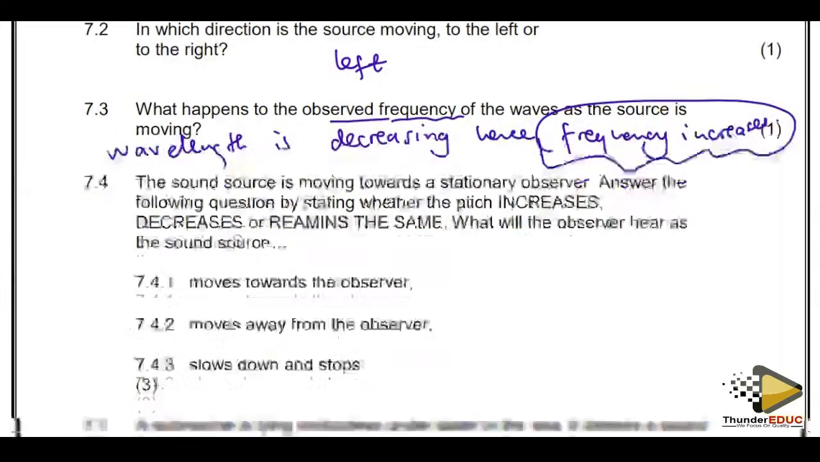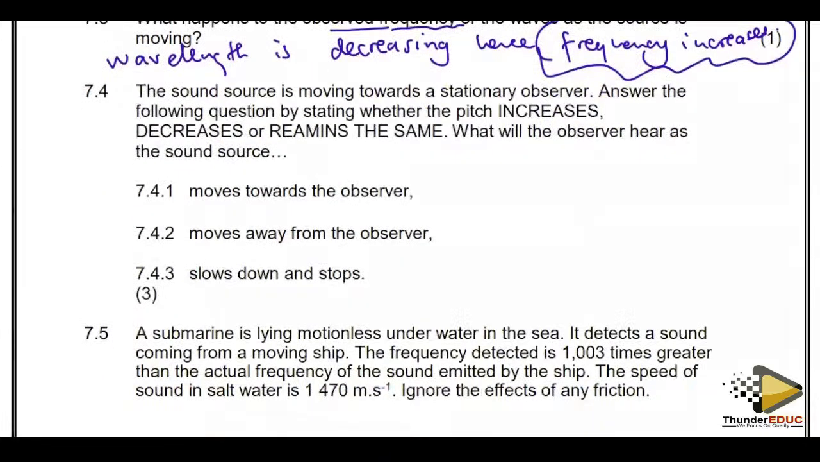Then 7.4, they're telling us that a sound source is moving towards a stationary observer. Answer the following by stating whether the pitch increases. So what will the observer hear as the sound source moves towards? This must increase because you're going to hear quite a lot of noise or sound. That means the pitch is going to be higher. Do they need reasons? No, they don't need any reasons. And then if it's moving away, it's going to decrease.